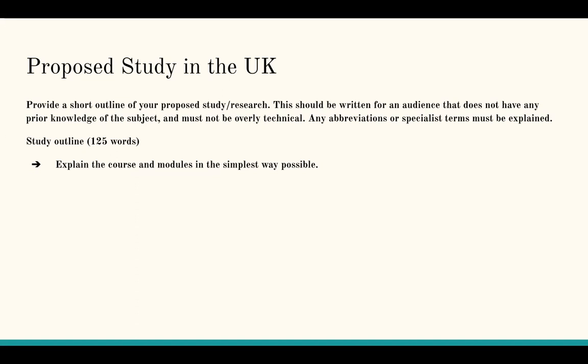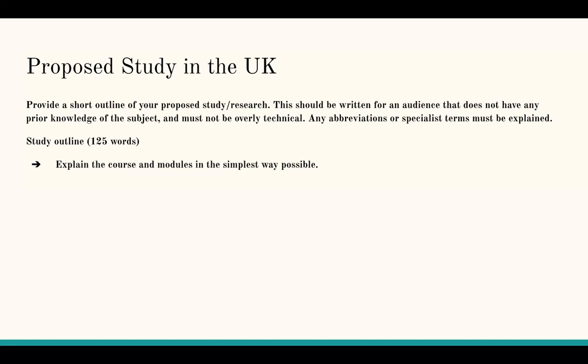I actually did this with my parents. I sat them down and translated it into Telugu, which is my mother tongue, because my parents don't know English. I asked them, did you understand? They nodded their heads, and I asked them questions: tell me what you understood. Once I realized they were able to understand what I'm trying to study and what modules I'm trying to do, I realized, okay, that's the simplest way. A person who doesn't know about my course is able to understand what I'm trying to tell.